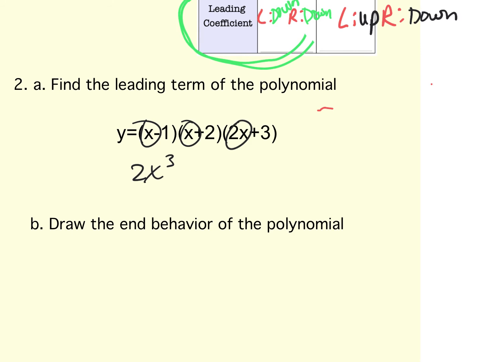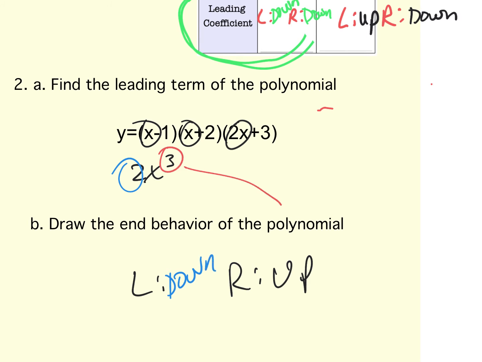Amelia, can you tell me the left and the right? I saw that the right was up. Correct. Why? Because the leading coefficient was positive. Very nice. And the left was down because the degree was odd, you knew it had to be different than this one, so you made it down. Very nice. Okay.